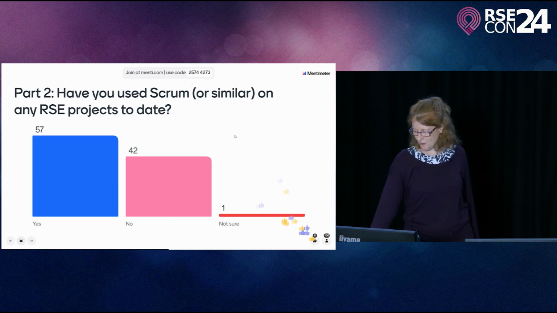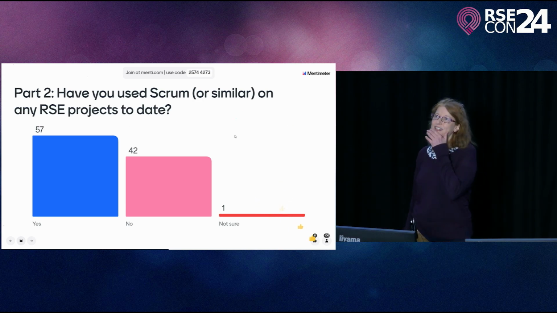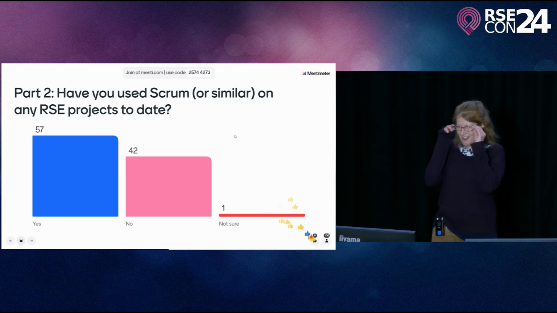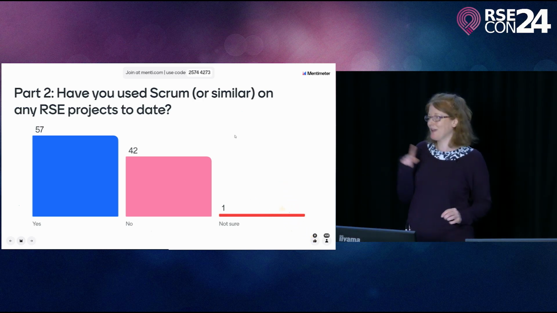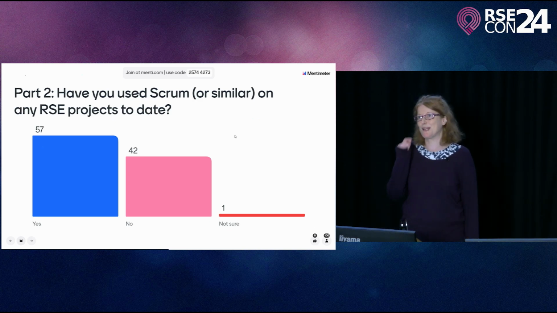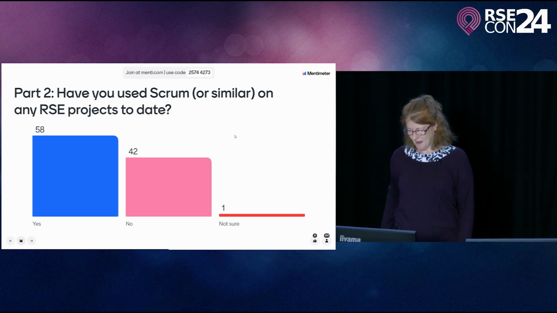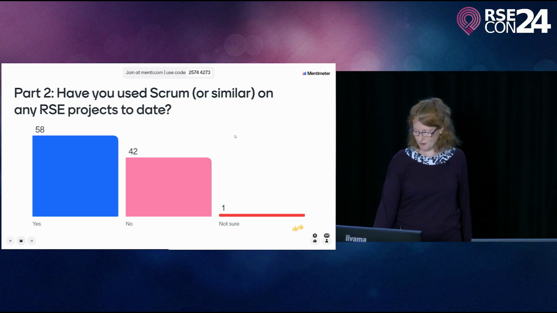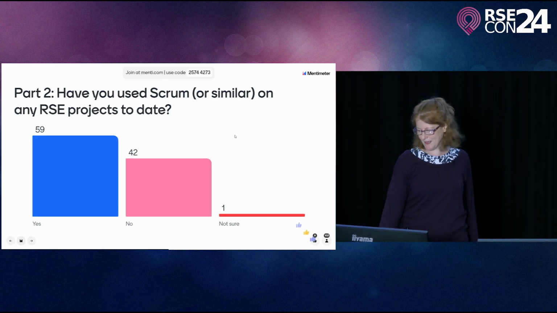It's interesting to know. There is a Birds of a Feather session tomorrow, I think it is, for project management, and I'll be doing a few of these slides at that, and we'll be talking about project management with RSEs, so probably meet quite a few people there.